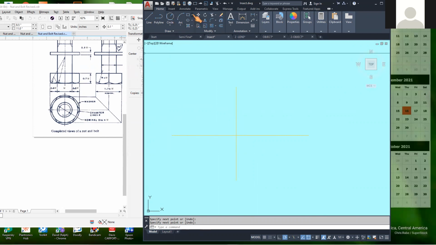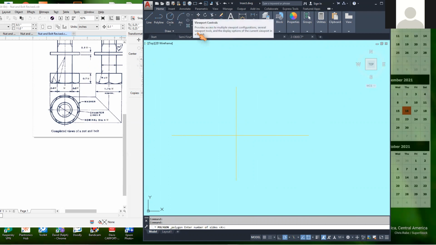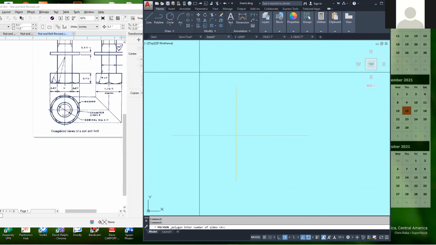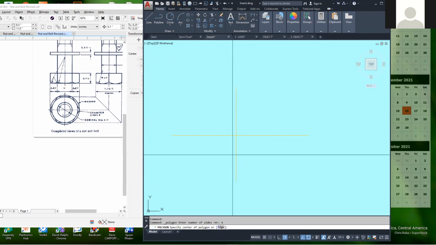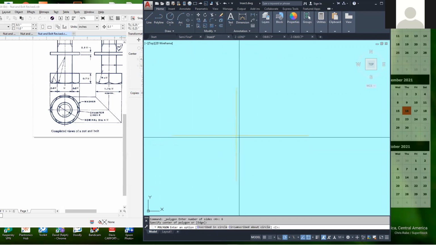So we go to our polygon. How many sides do you require? You type 6. Enter. We're going to specify the center of the polygon, so we go with the center being here.